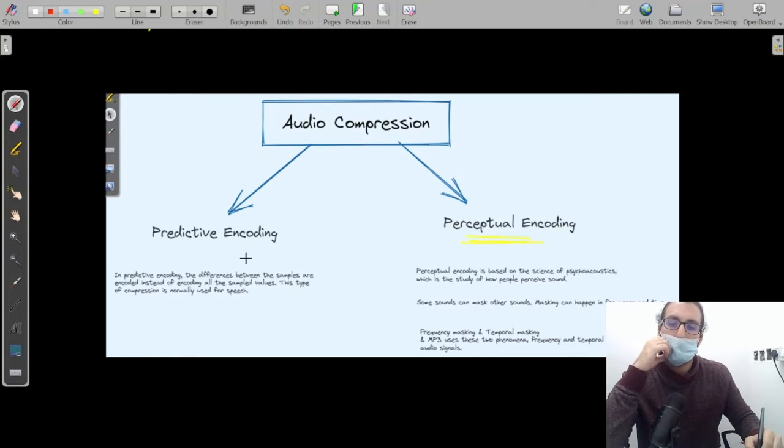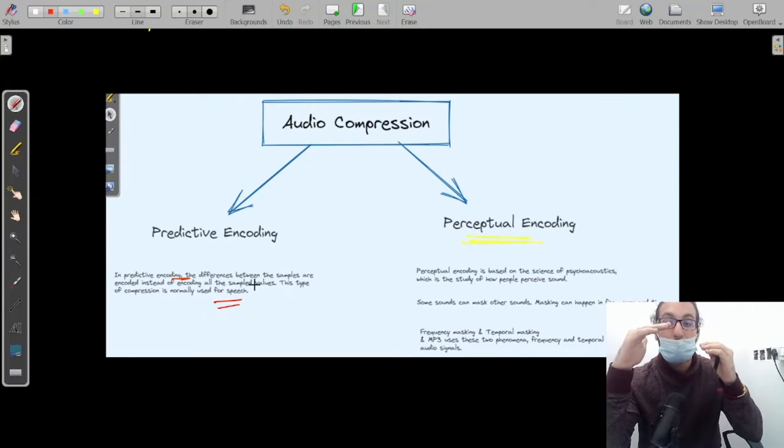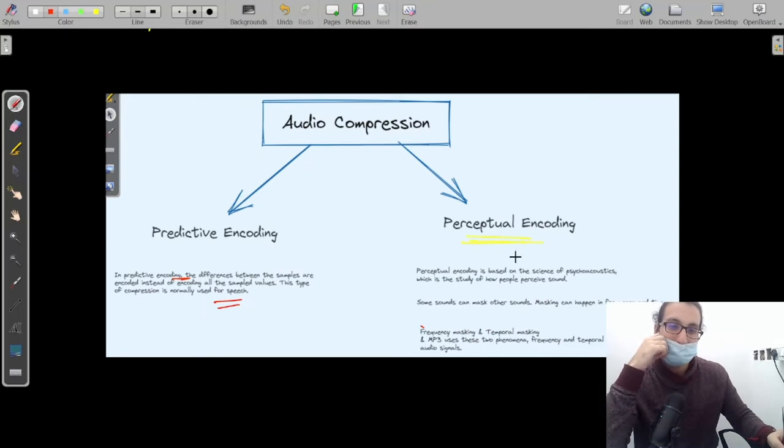So what is predictive encoding? In predictive encoding, the differences between the samples are encoded instead of encoding all the sampled values. This type of compression is normally used for speech. So the difference between the samples of two voices is encoded here and then compressed. Then we have perceptual encoding.